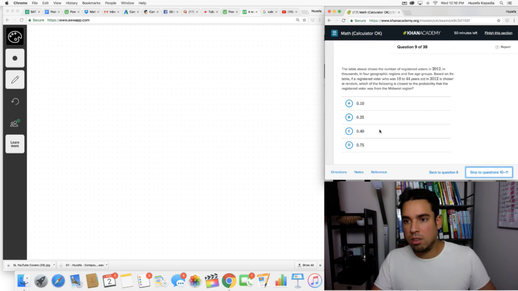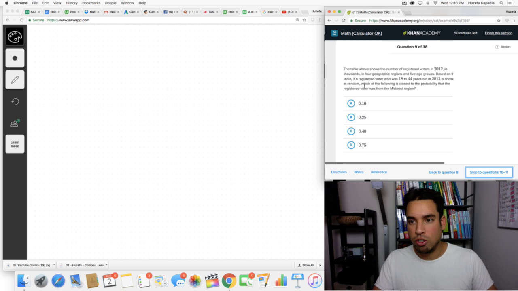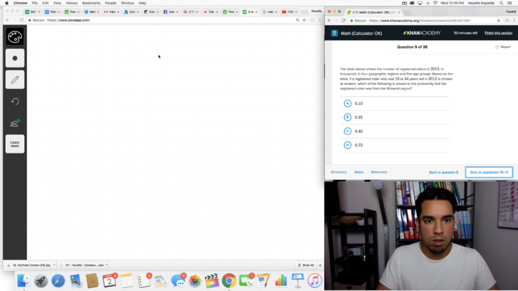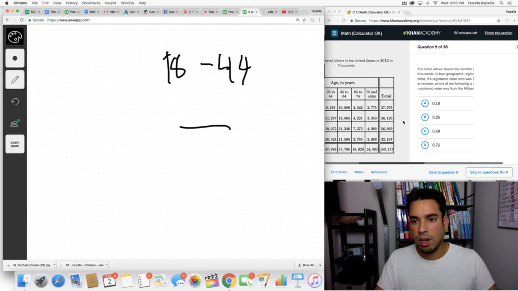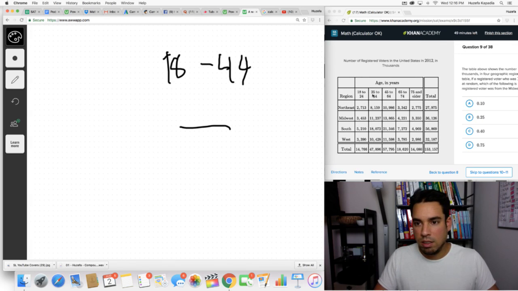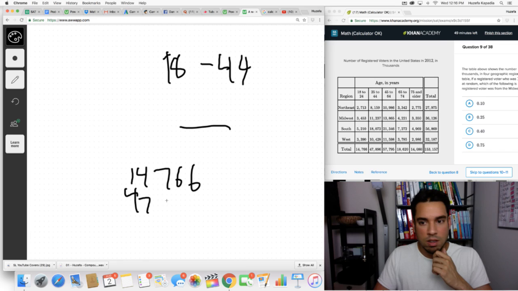The table above shows the number of registered voters in 2012, in thousands, in 4 geographic regions and 5 age groups. Based on the table, if a registered voter who's 18 to 44 in 2012 is chosen at random, which of the following is closest to the probability the registered voter was from the Midwest? Okay, so we've got 18 to 44. So it's this group here. And we're choosing somebody out of this range, right? So our total for this range is those two combined. So 14,766 plus 47,896. So we've got to add these.